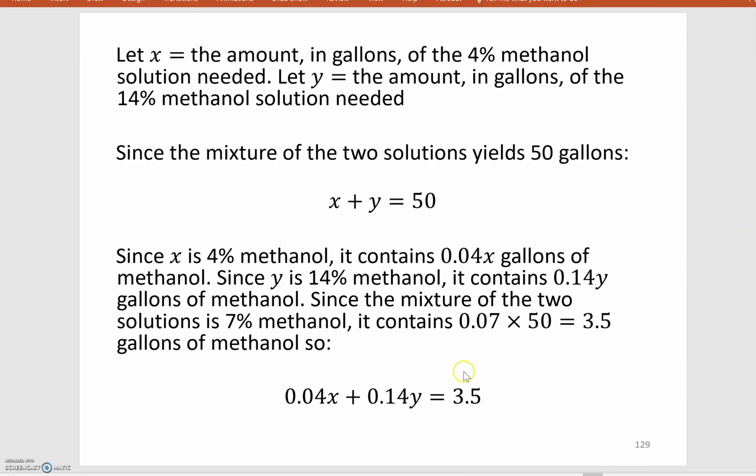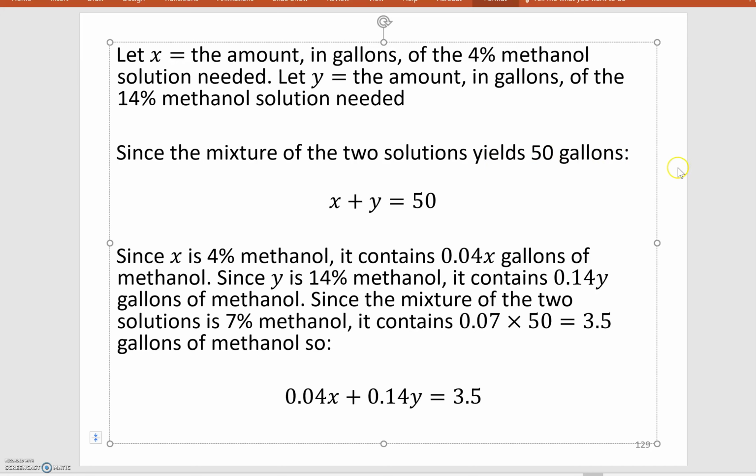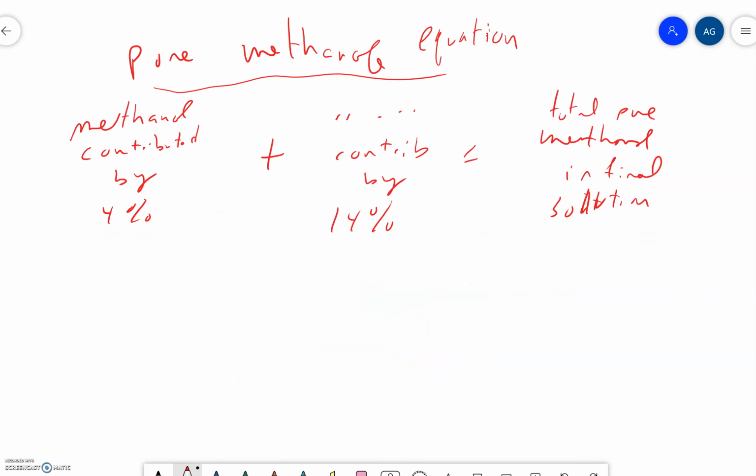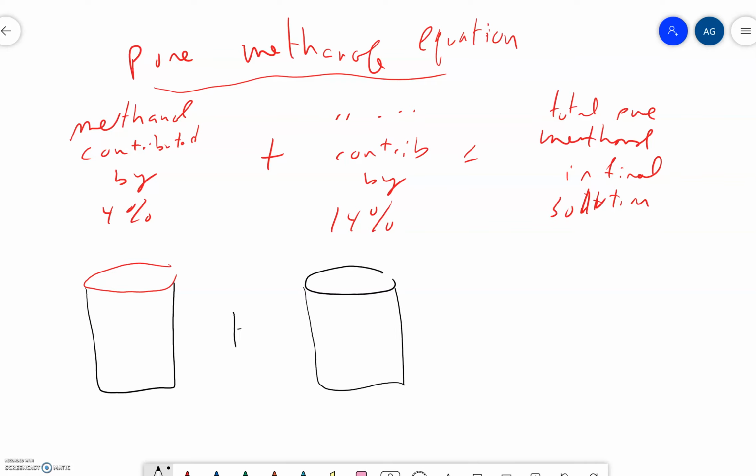Okay, so in our last video, we were talking about this methanol mixture problem, and I'd gotten to the point where I was discussing the total amount of pure methanol contributed by each solution. Sometimes people have a bit of a hard time visualizing this, so I'm going to draw a crude picture of what we have.